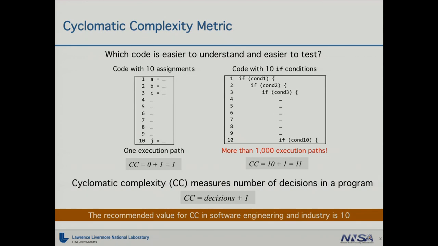And it turns out that there's a recommended value for cyclomatic complexity in the software engineering domain of 10. Studies have shown that if your functions have a cyclomatic complexity of 10, then you have a reasonable way of testing and maintaining that function in general. If you go beyond 10, then that's bad. Lower than 10 is good.